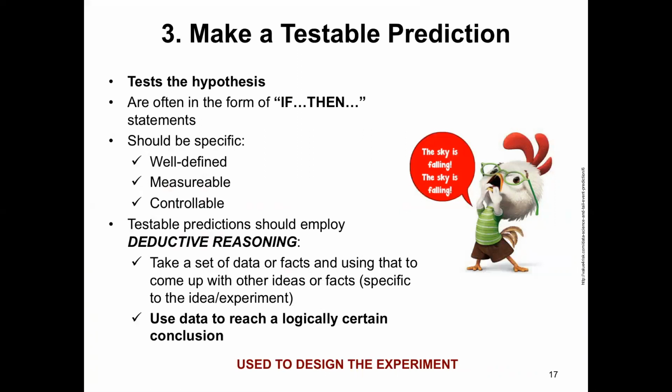And this is based upon the next type of reasoning, deductive reasoning. And this is happening from repeated observations. You're building up a set of data or a set of facts, repeated observations that help you come up with different ideas or reasons. Something that's going to help you reach a logically certain conclusion. And it's going to be used to do the next step, and that's designing your experiment, okay?